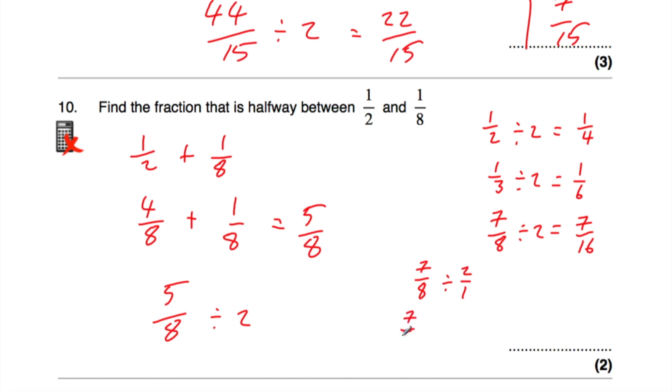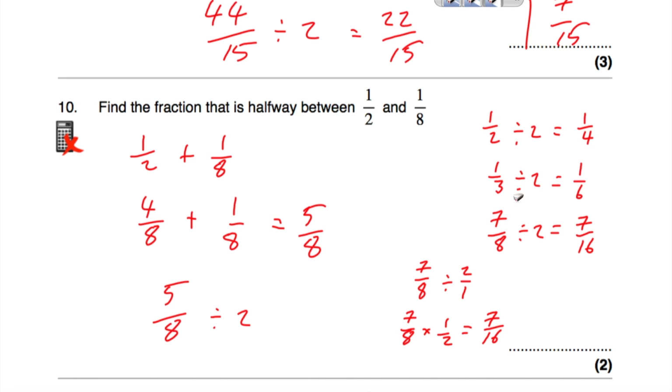So that's 7/8 multiplied by a half, and 1 times 7 is 7, and 8 times 2 is equal to 16. So if we do 7/8 divided by 2, that's the same as doing 7/8 multiplied by a half, which is 7/16. So just to show you that if you have an odd number on the numerator, rather than halving it, you can just double the denominator and that will halve the fraction for you.